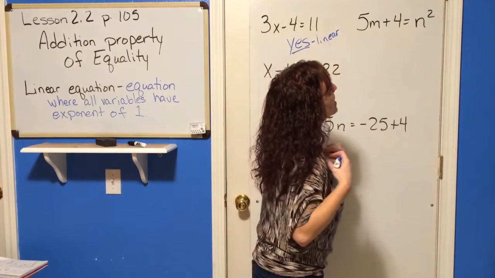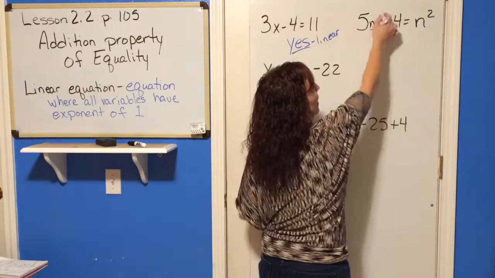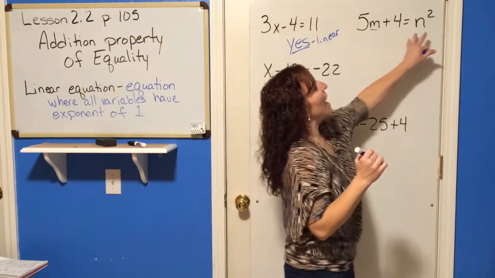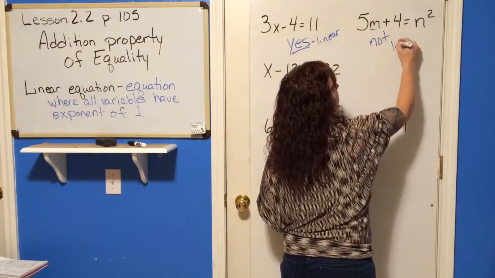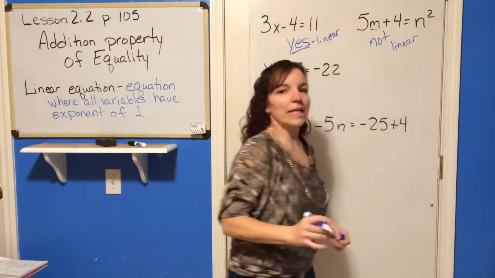Okay, what about this one? 5m plus 4 equals n squared. Well, I've got an m, and that just has an exponent of 1, but I have an n squared. So this one is not linear. It's that simple. Easy sneezy.